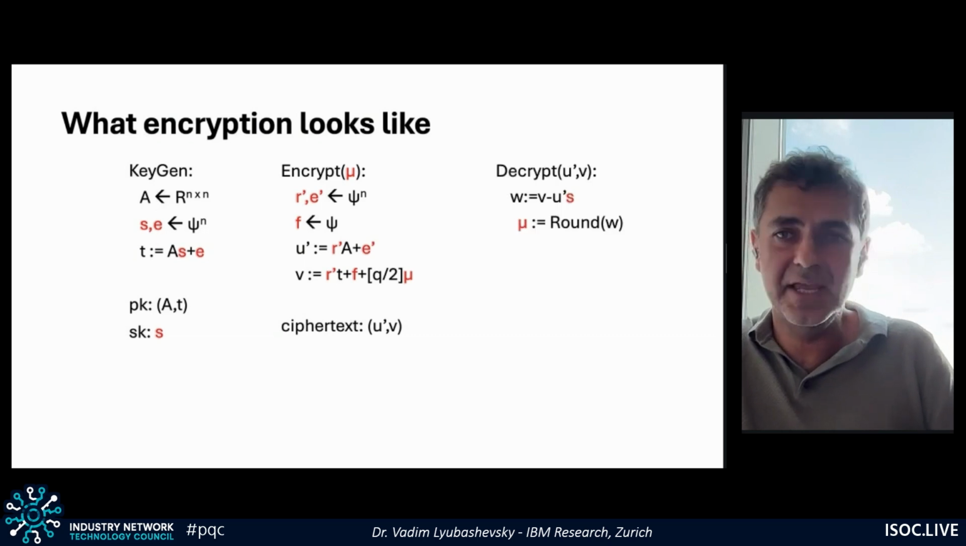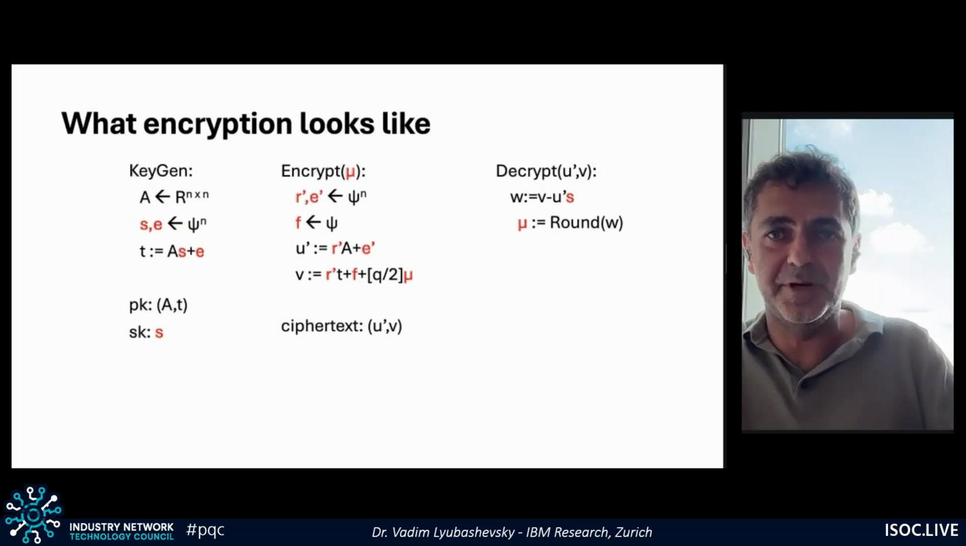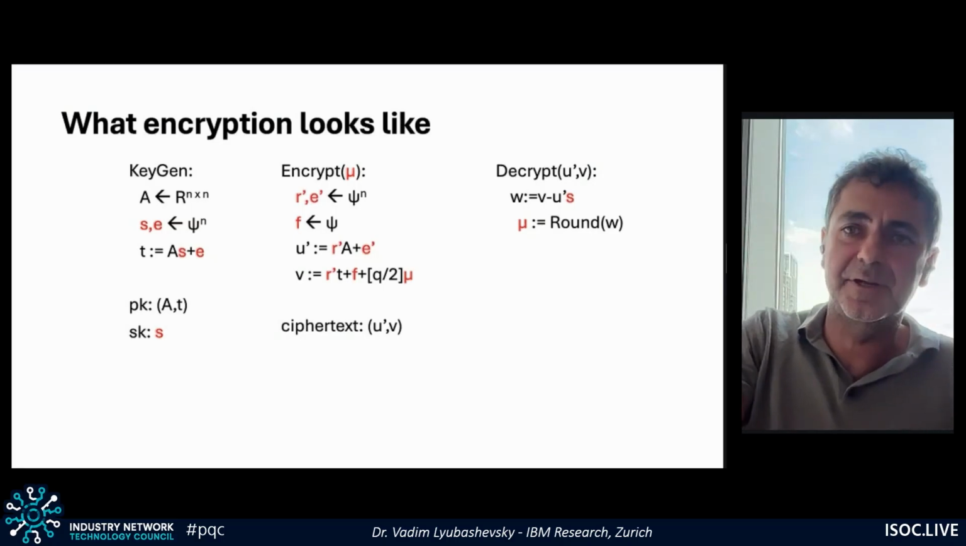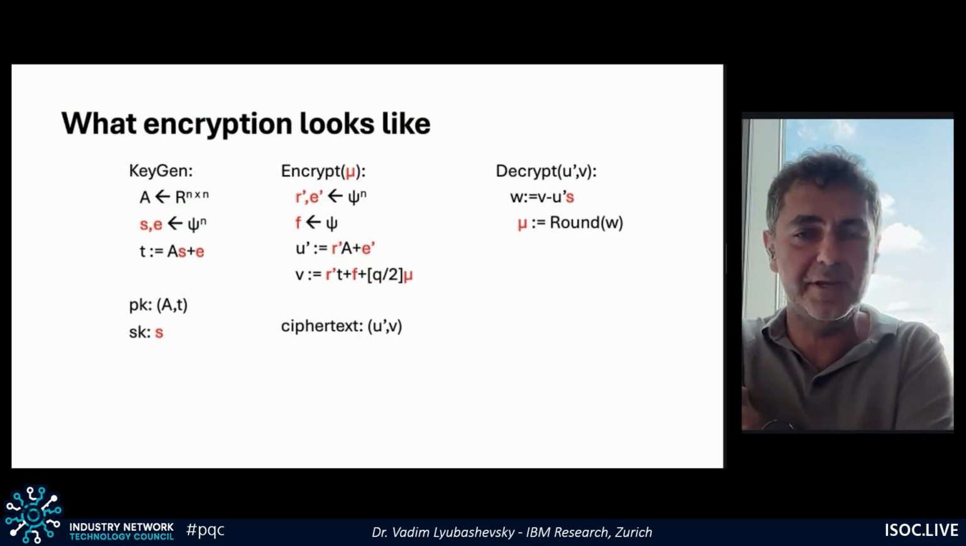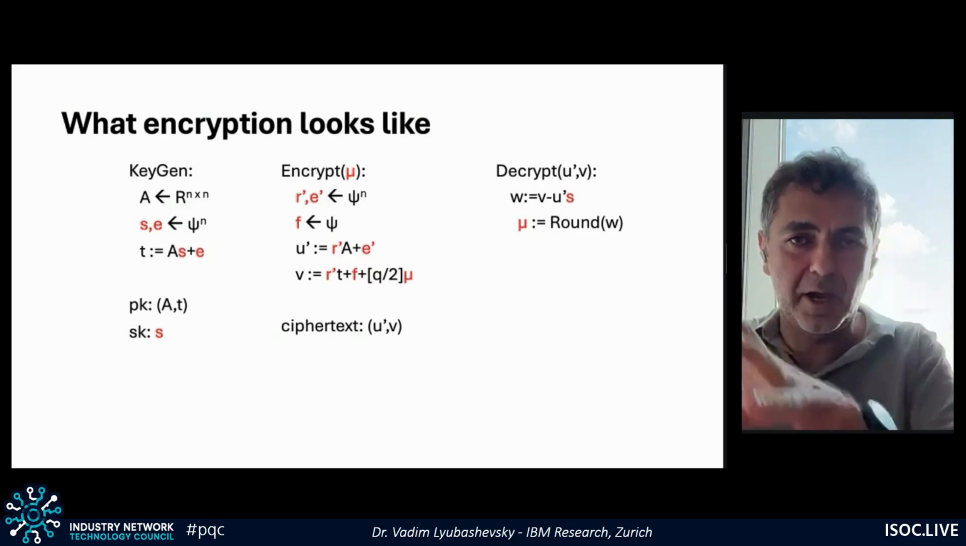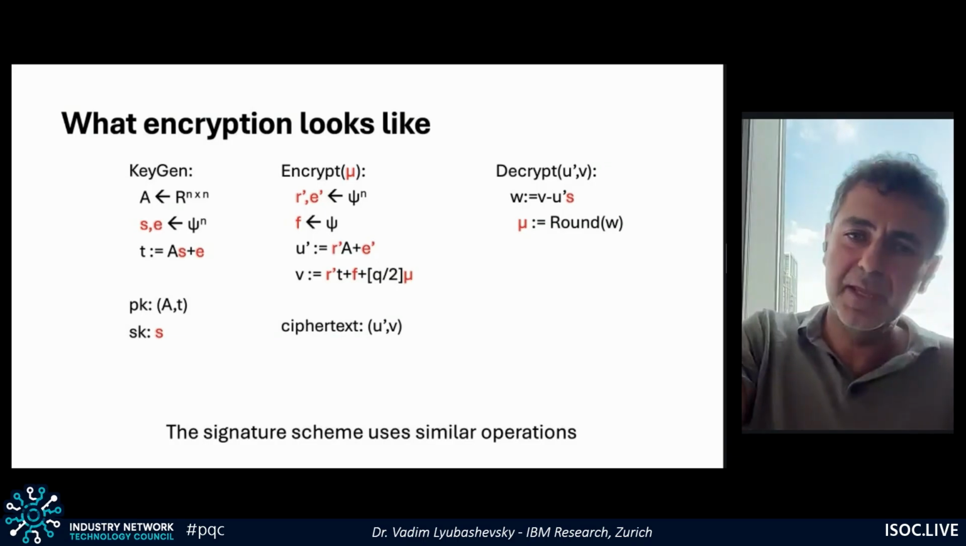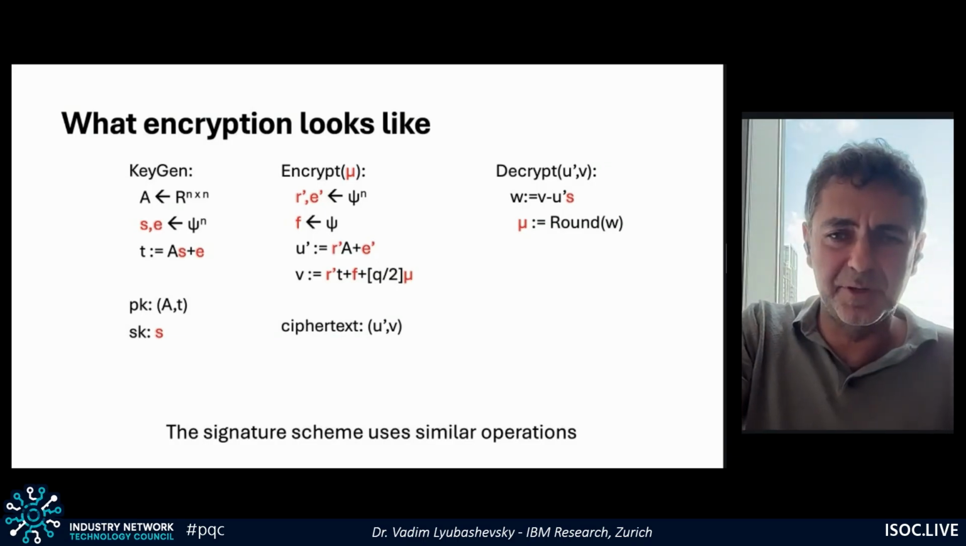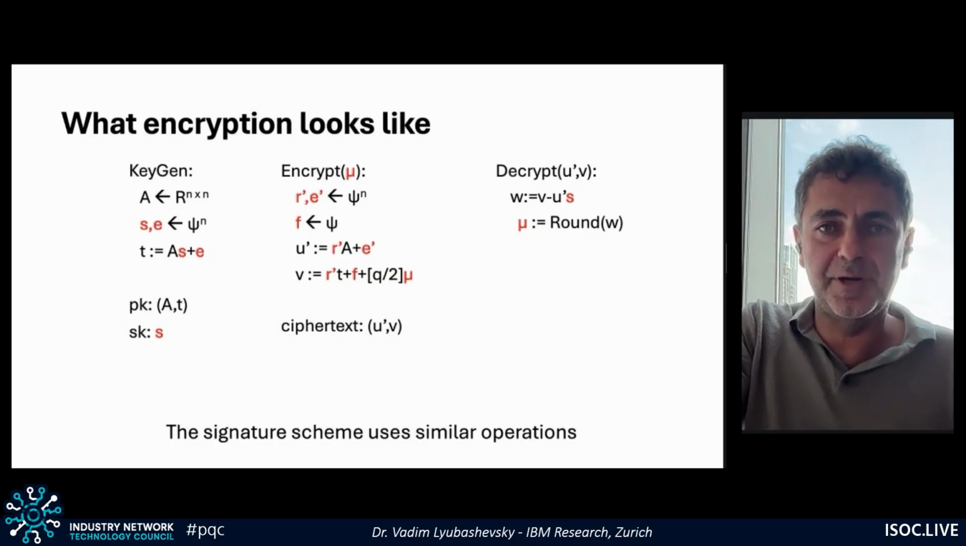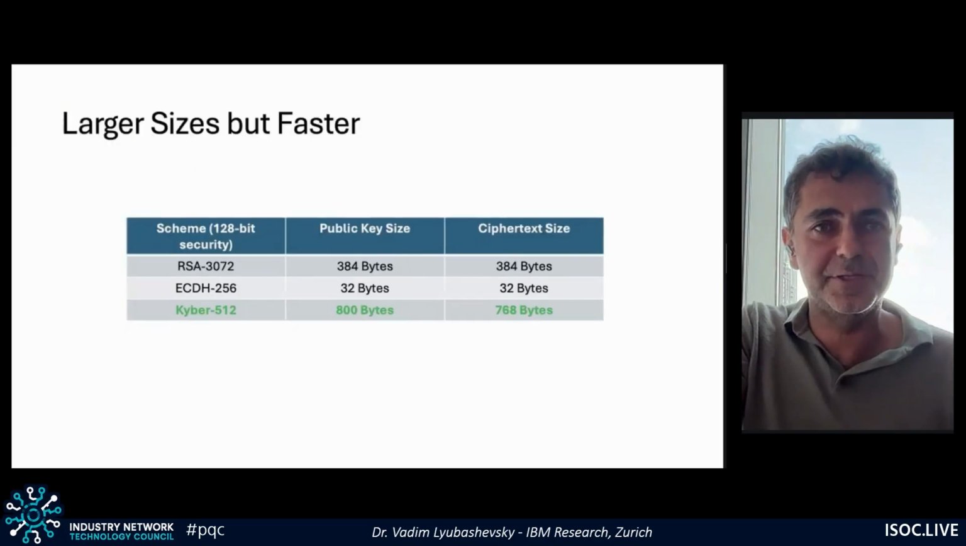Then you have a ciphertext, and decryption is again the same thing. You just do a vector inner product with the secret. And that's it. That's what encryption looks like. There's a little bit of rounding here and there, but the operations are these. And the signature scheme is a bit more involved, but at the base it uses similar operations.